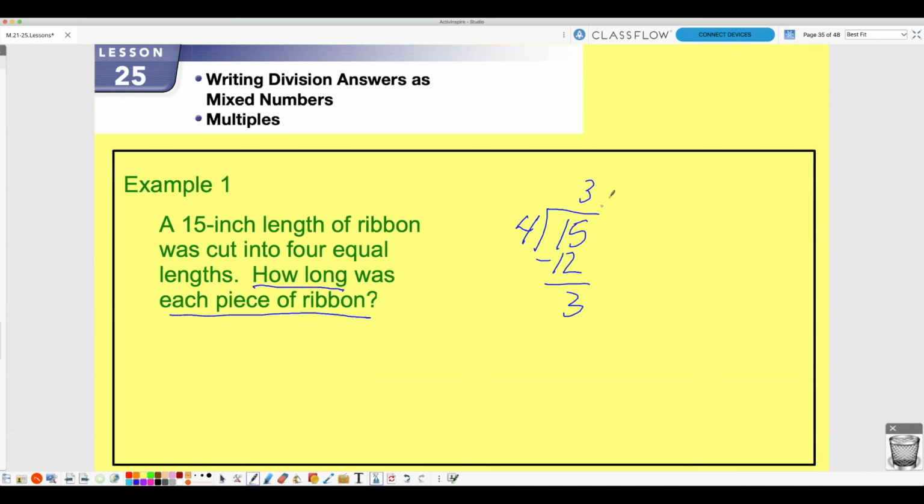Subtract that and you get 3. Now, sometimes you might say remainder, but not in this case, because we're looking for how long each piece of ribbon was. If you said 3 remainder 3, that's not a length measurement. That's not a distance. So instead, we're going to use this 3 as the numerator and this 4 as the denominator. So now we know it's 3 3/4, and it's in inches. 3 3/4 is what each one of those equal sections would be.